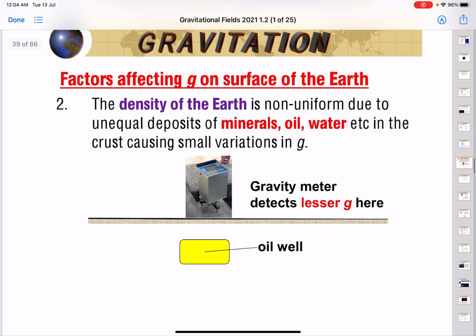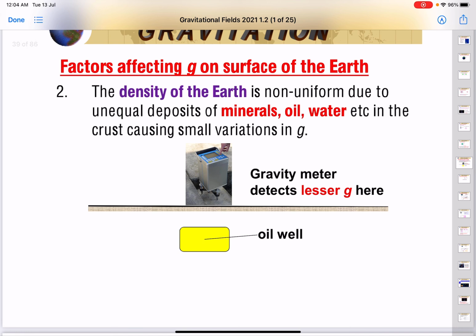The second factor is the density of the Earth. It's non-uniform. If you have deposits of minerals or other substances that are of a slightly different density than the surrounding rocks, it will cause a small variation in g. This is one way that oil and gas companies and minerals companies are able to detect reservoirs of minerals.